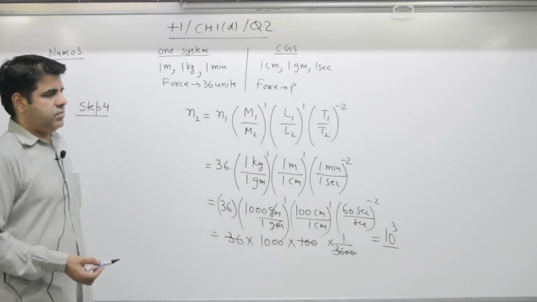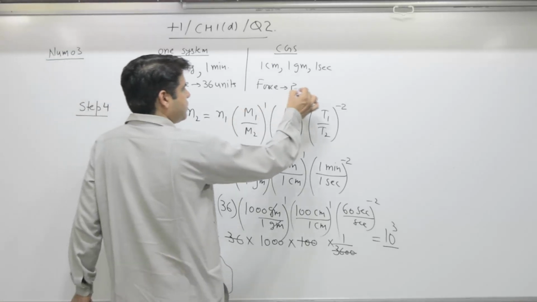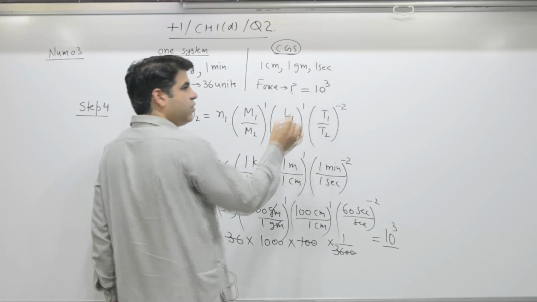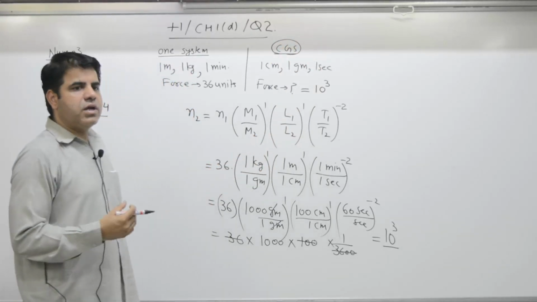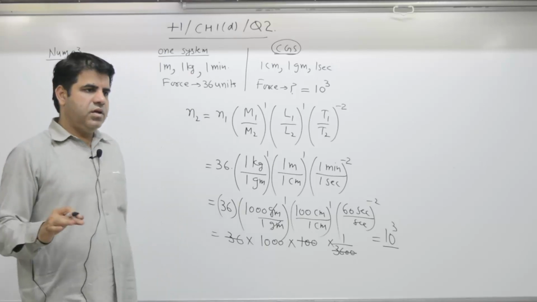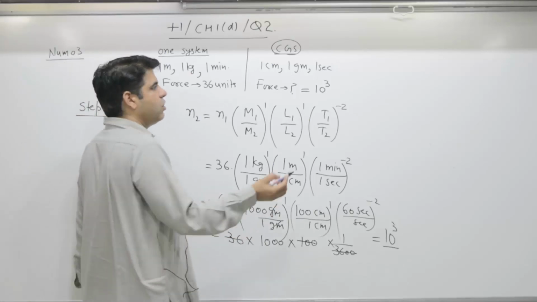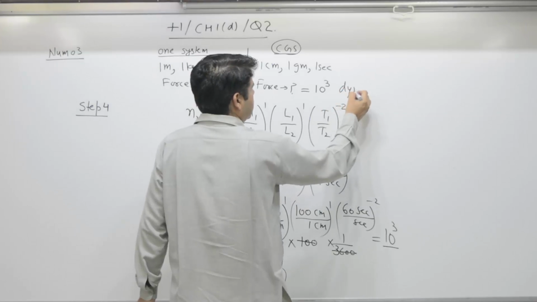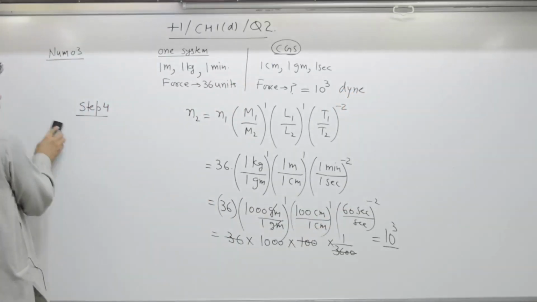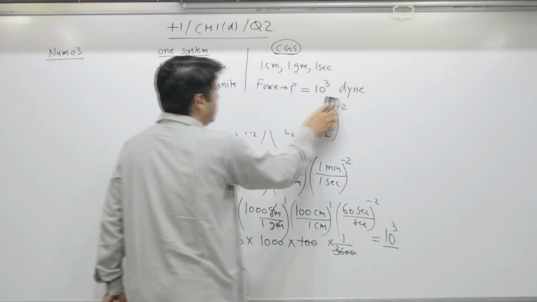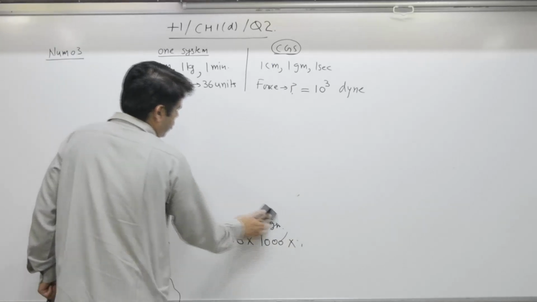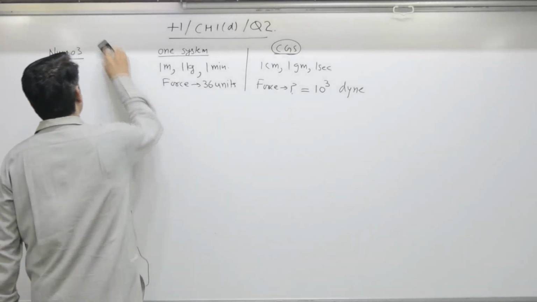CGS system. Force, which was question mark, is 10 power 3 in CGS system. Even if you don't know that it is dyne, you can write 10 raised to power 3 in CGS system. But by virtue of practice, knowledge, we know it is dyne. This was numerical number 3. Try numerical number 2.